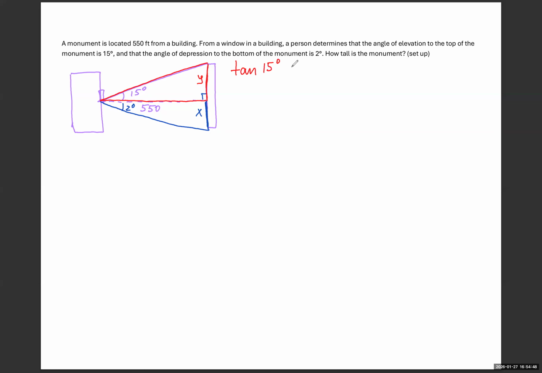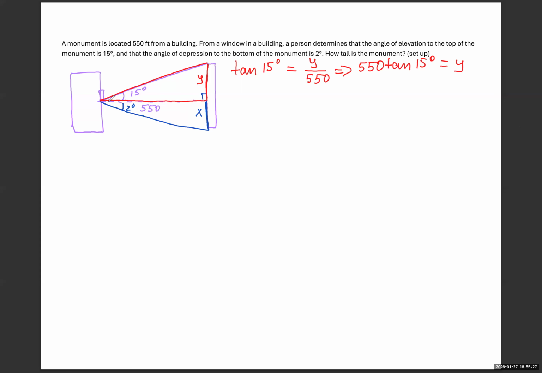Tangent of 15 degrees. Tangent by definition is the opposite side over the adjacent side. So this would be y, that's the opposite side, and the adjacent side is 550. Now we need to solve this for y. You do that just by multiplying both sides by 550. And there's your y. Well, we could put it into the calculator, but I am just more worried about the setup here instead of actually putting it into a calculator. So let's go ahead and look at a second triangle.